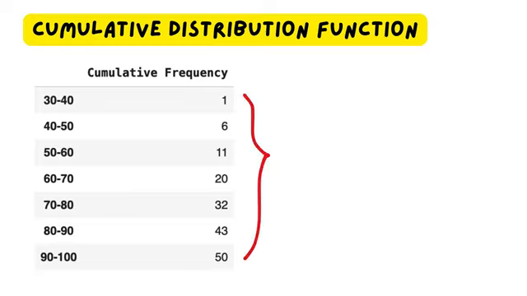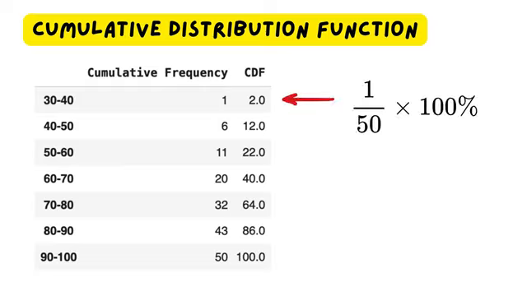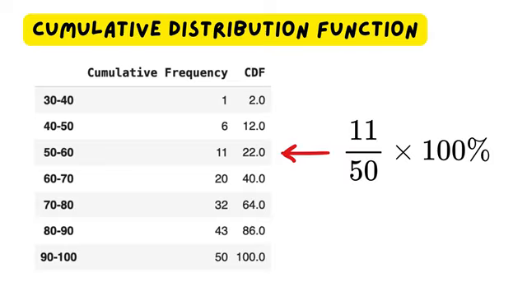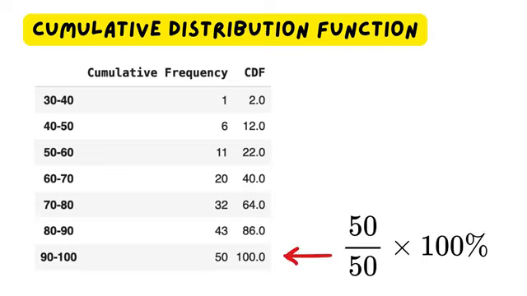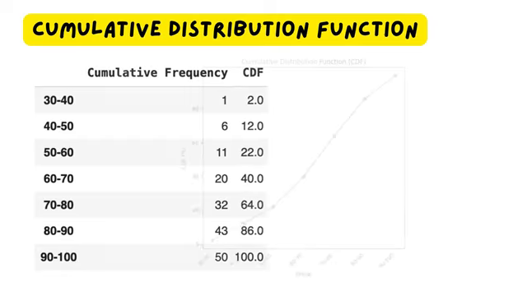To calculate it, we take each cumulative frequency and divide it by the total number of students. It will become like this. For example, up to 40, we have 1 student out of 50, so the probability is 2%. Up to 50, we have 6 students, so the probability is 12%. Up to 60, it becomes 22%, and so on. Finally, up to 100, we get 100%, since all students have marks below or equal to 100.